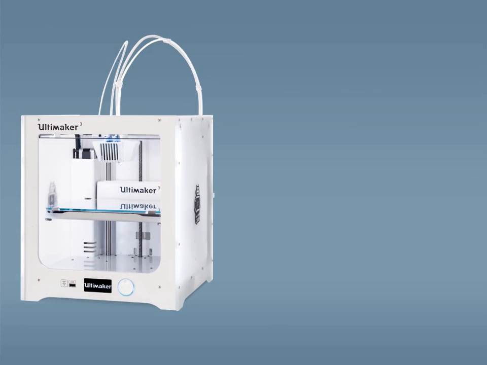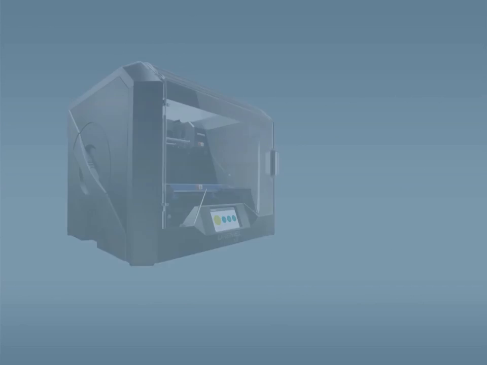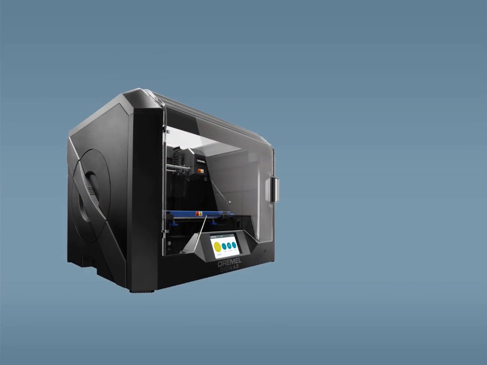This Ultimaker printer primarily uses PLA and PVA for dual material extrusion. However, this model can also print polypropylene, nylon, ABS, CPE, PC, and TPU-95A. Dremel also makes an FDM printer that utilizes some of the most common plastic types, namely PLA, ABS, and nylon.